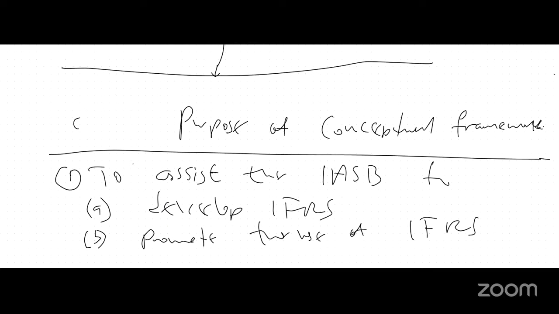The importance of the conceptual framework is to remove subjectivity and move towards objectivity. It removes subjectivity and makes the principles more objective, and hence it promotes the use of the IFRS. So it makes the IFRS more objective than subjective. You get it? Because if you leave the thing subjective, it's no good.